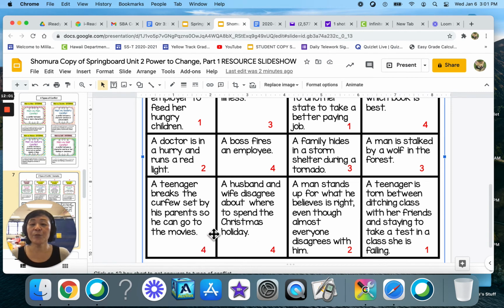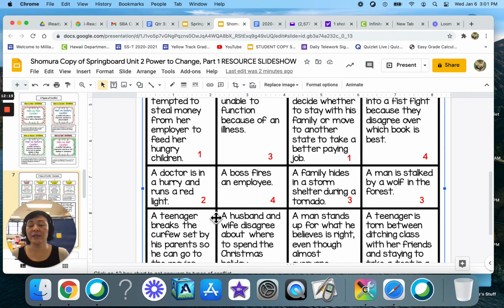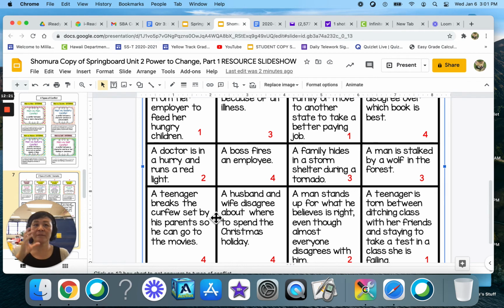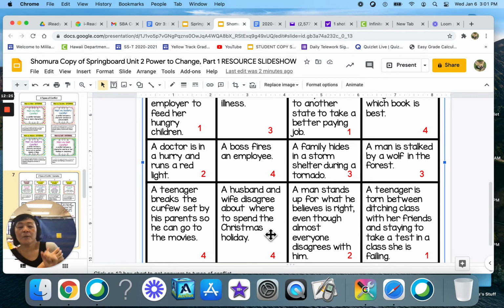Next, a teenager breaks the curfew set by his parents so he can go to the movies. So this is actually a teenager versus the parents. Okay? So that is why it is man versus man. It's not society, because he's breaking something that the parents told him. A husband and wife disagree about where to spend the Christmas holiday. So it's 2 people disagreeing. So it's number 4, man versus man.